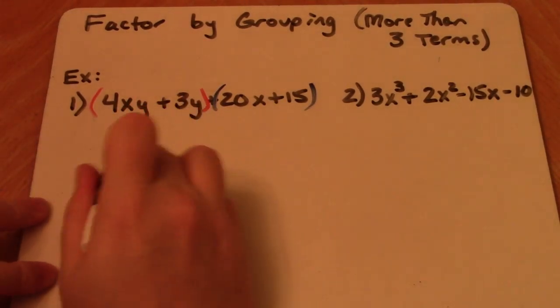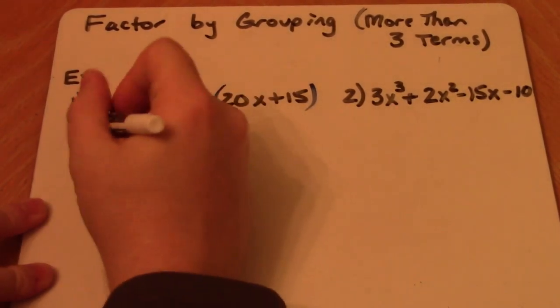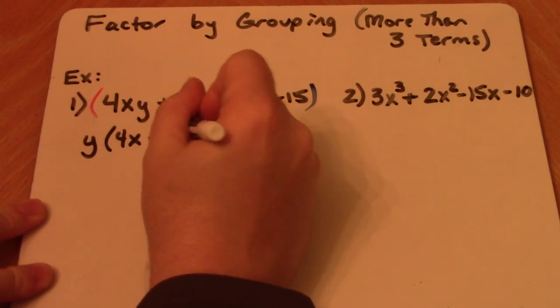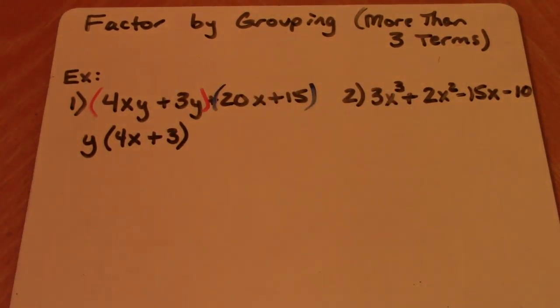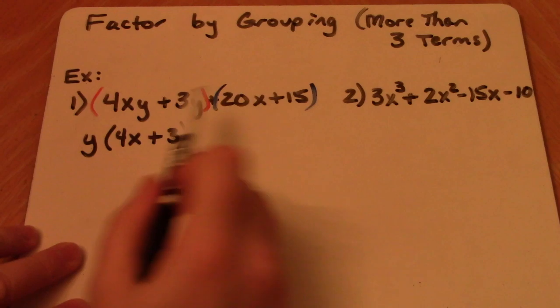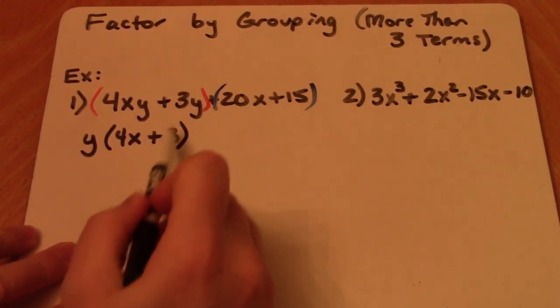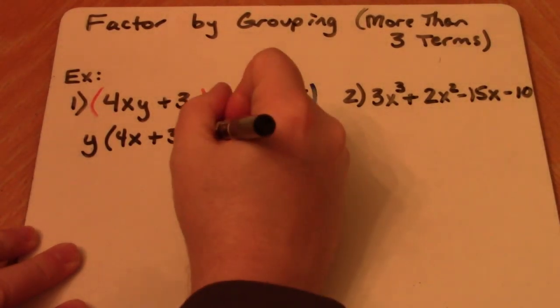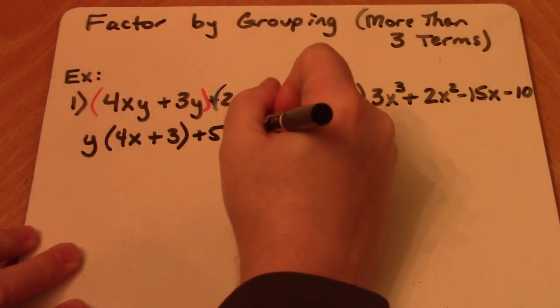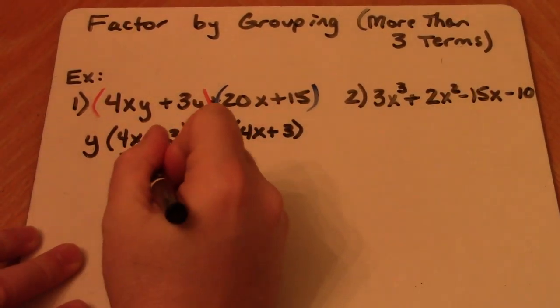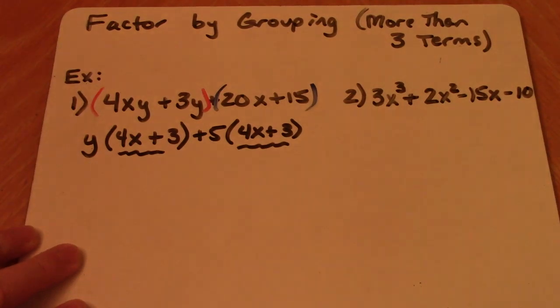So from the red parentheses, we have a common factor of y. When we remove that, remember that what that does is it divides both terms by y. So when I factor out that y, I'm left with 4x, because 4xy divided by y would be 4x, and 3, because 3y divided by y is 3. On the other one, we can take out a factor of 5, because they are both divisible by 5, which leaves 4x plus 3.